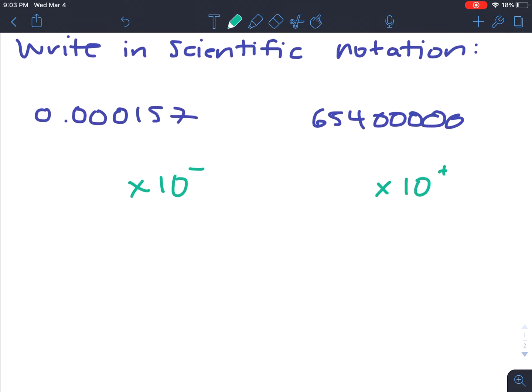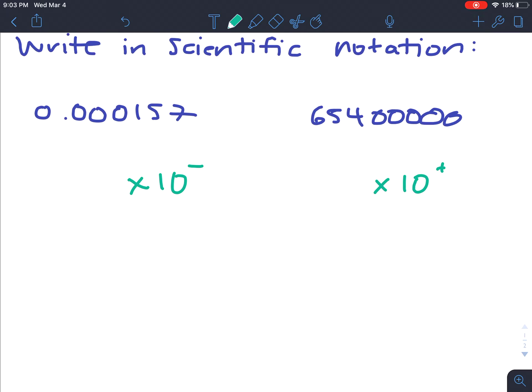You have to figure out where the decimal would be if it were in scientific notation. So 1.57, 6.54. I can go ahead and write that as the coefficient. And then lastly, you have to figure out how the decimal has moved. So how did I go from 1.57 to 0.000157? Well, the decimal moved 1, 2, 3, 4 units to the left, so -4.